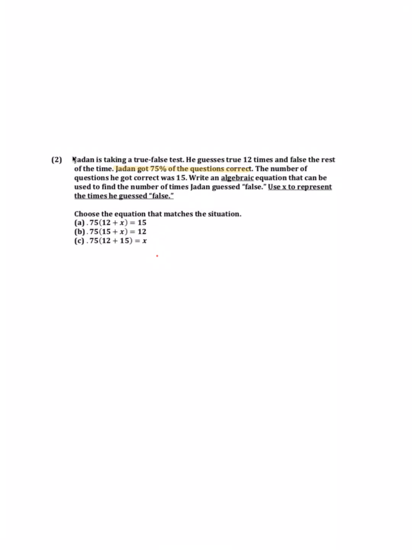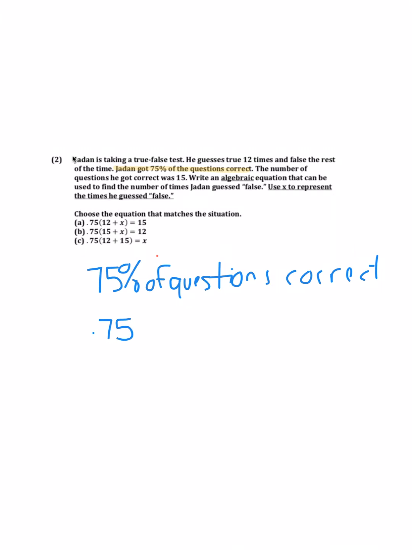So we'll take the 75% as a decimal form. So let's just write it down right here. 75% of the questions correct. Here's the problem. We don't know how many questions there were. So we'll do 0.75 of means times.